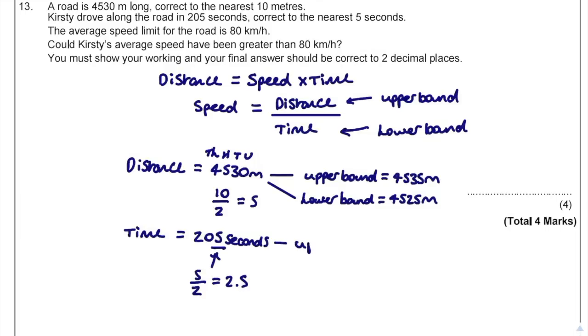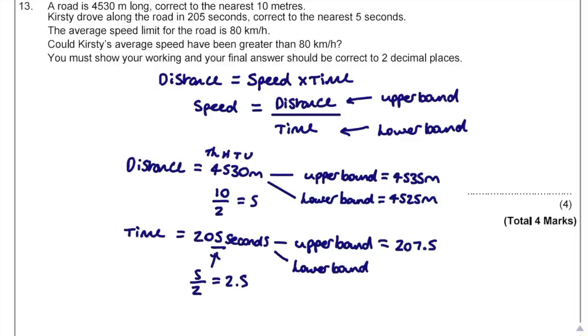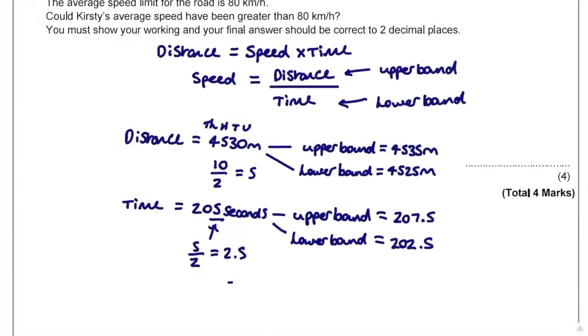So our upper bound is 207.5, and our lower bound is 202.5. So for our speed we're going to take the upper bound of the distance, which is 4,535, and divide it by the lower bound of the time, which is 202.5. So it's 4,535 divided by 202.5.